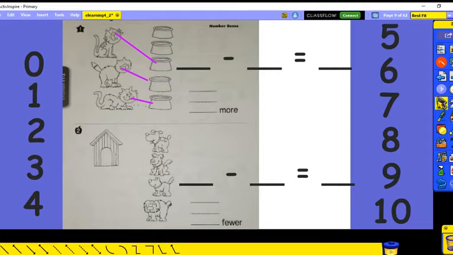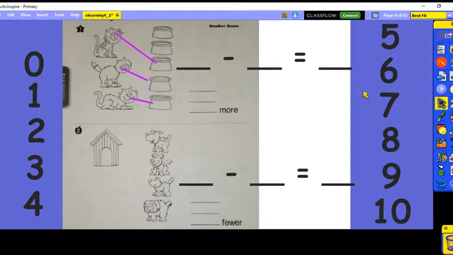Now, this is what our subtraction sentence would look like for that. Okay, so 1, 2, 3, 4, 5. We're going to start with the one that's more. So we've got 5 bowls and 3 cats. What is the difference? The difference is 1, 2. 5 minus 3 equals 2. The difference is 2. There are 2 more bowls. And when we match them up, we can see that easily. Okay, so there's more bowls.